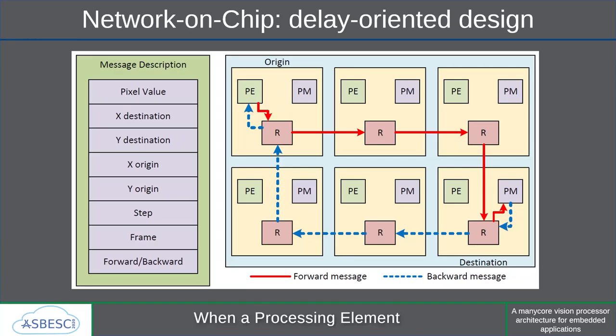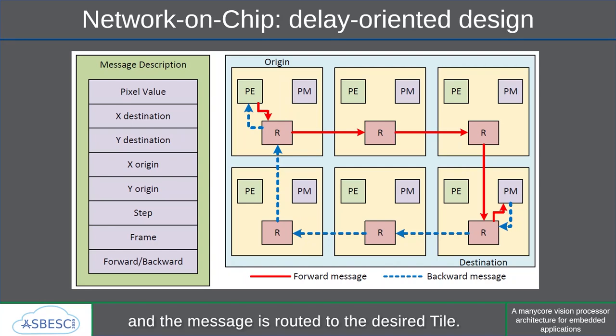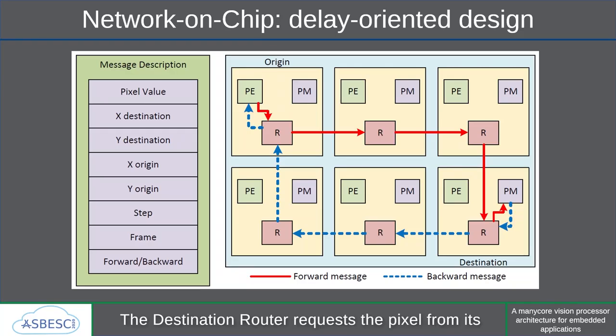When a processing element needs a pixel from another tile, it requests it from the local router, and the message is routed to the desired tile. The destination router requests the pixel from its pixel memory and sends it back to the source router of the request. There is also a FIFO between each pair of routers to prevent network lockout.